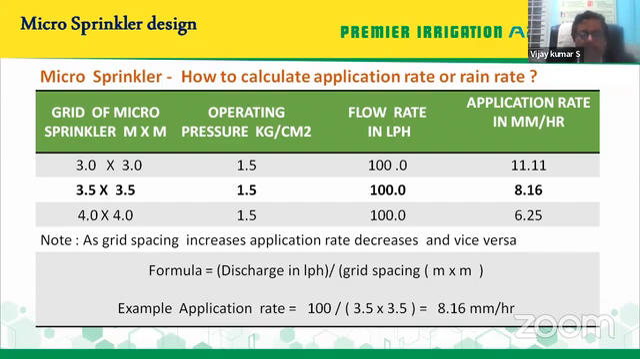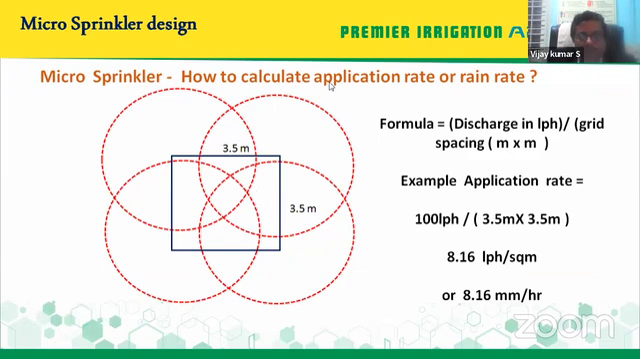In order to make it clear, I have made one more sketch for you. Now this is the micro sprinkler. When it throws water, it will throw in the form of a circle. So both the spacings are given. Over here, the discharge of this micro sprinkler, I told you, is 100 liters per hour, and in the north, south, and east, west direction, the grid spacing is 3.5 by 3.5.